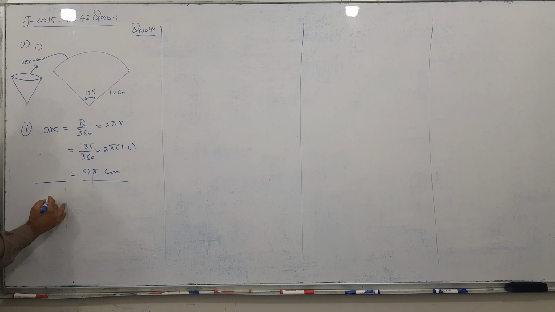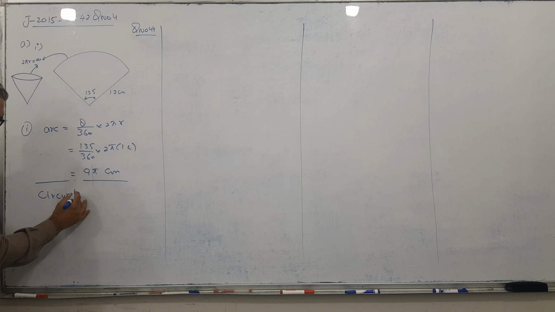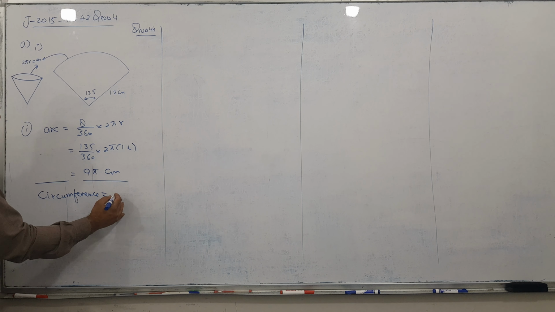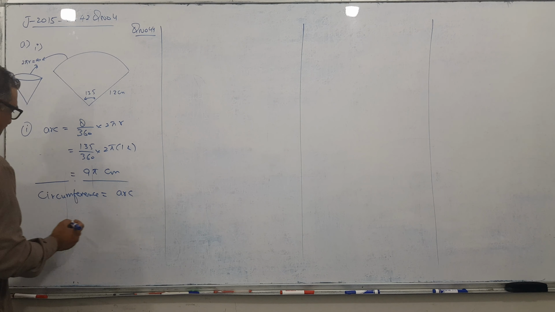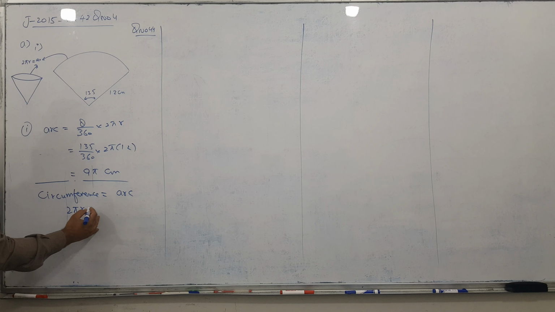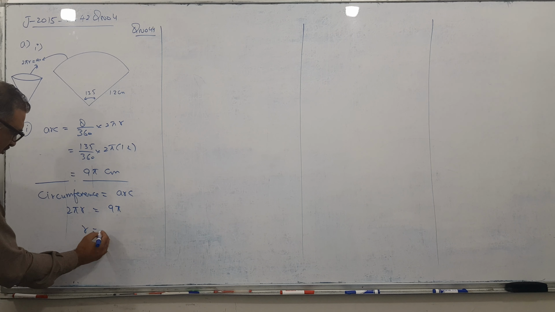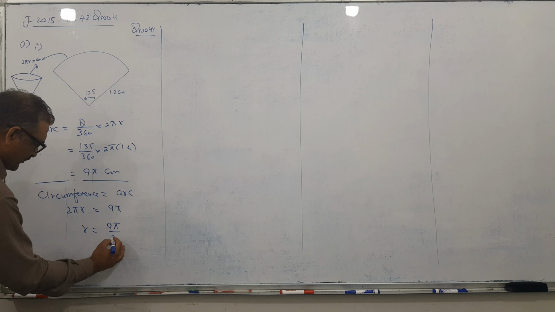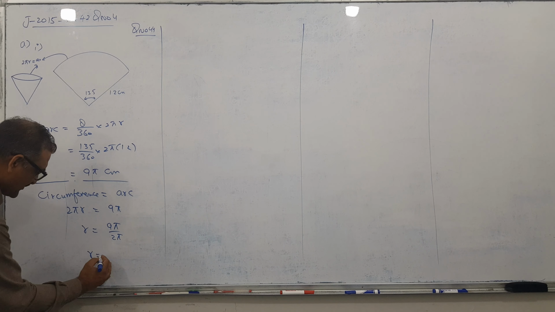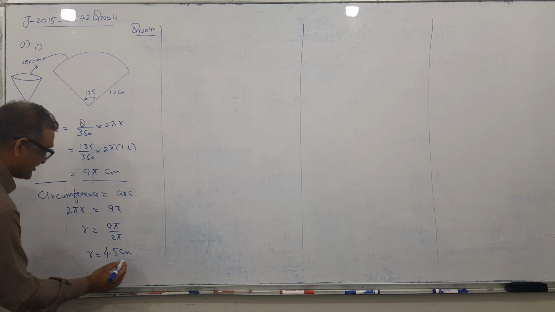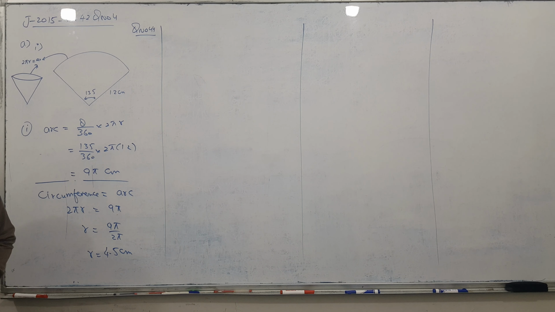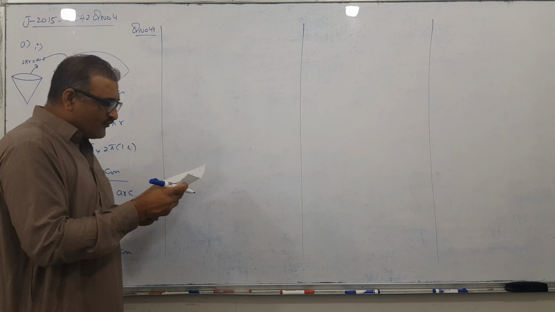So I can say the circumference of the base circle equals the arc length. The circumference is 2 pi r and the arc length is 9 pi. The 2 pi goes down, 9 pi divided by 2 pi. Pi cancels, and the radius becomes 4.5 centimeters. So part 2 is over. Let's go for the next part.